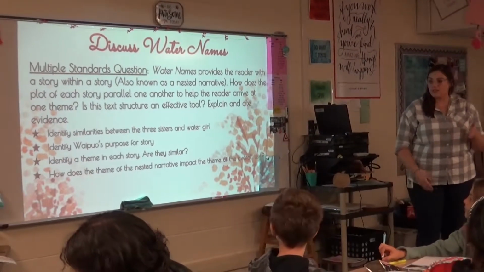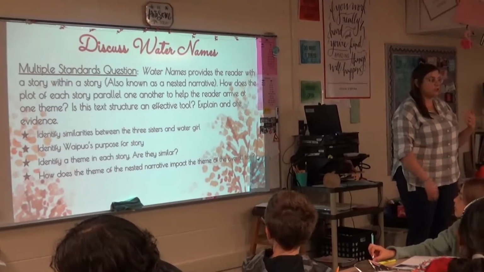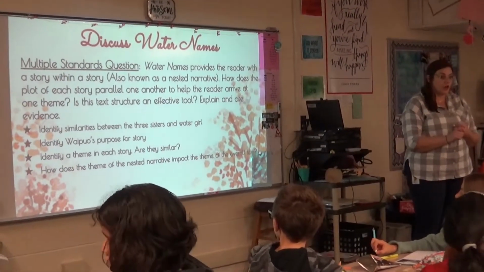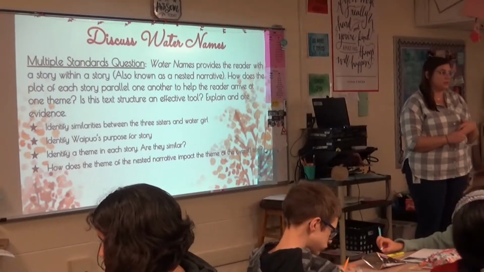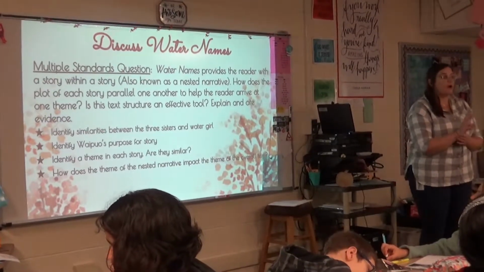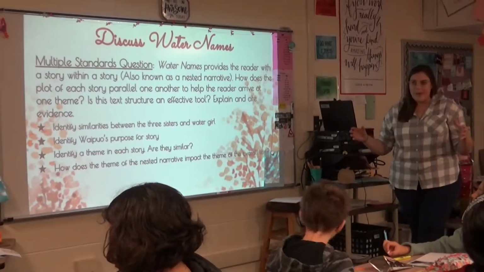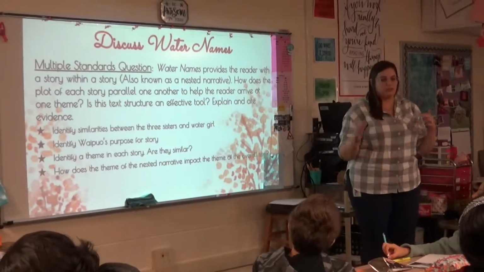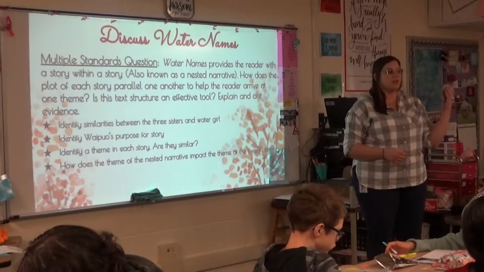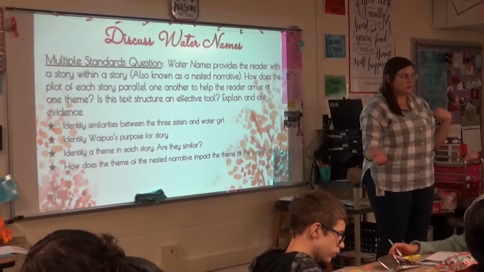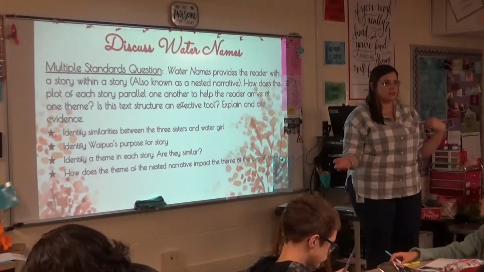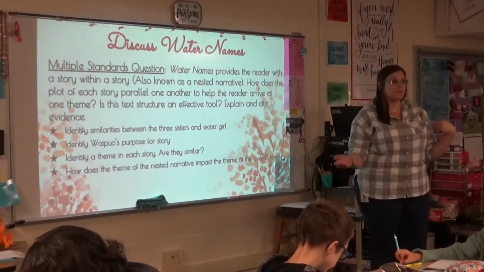So the first thing that we're going to do: yesterday and the day before, we took annotations about different characteristics of the water girl and the three sisters, right? We pointed out some things that were key about their characters. In your groups, for about 2 minutes, we're going to go back into the text and look at those characteristics that we annotated and see if we can find any similarities between the water girl and the three sisters. Does that make sense? Any questions I can answer before you're off to the races? 2 minutes on the clock.